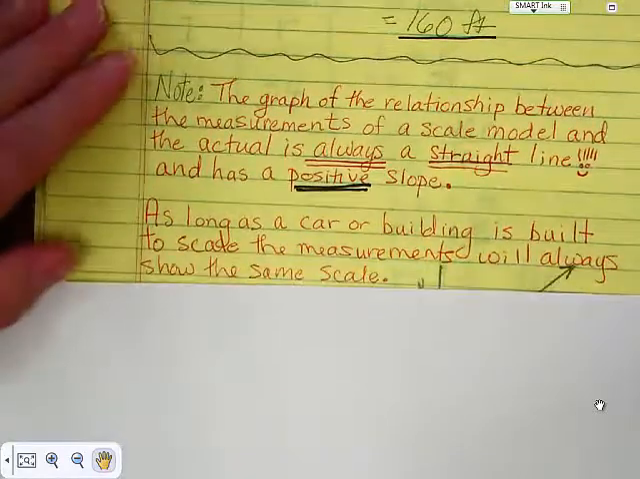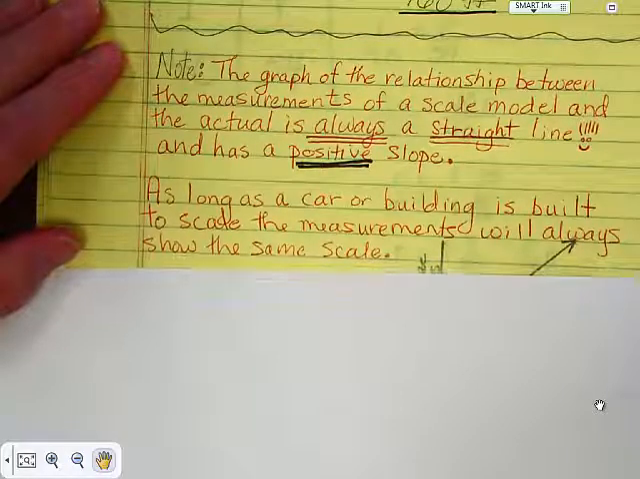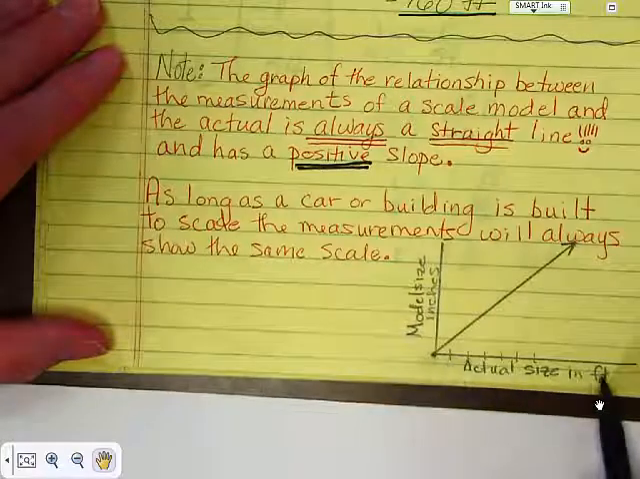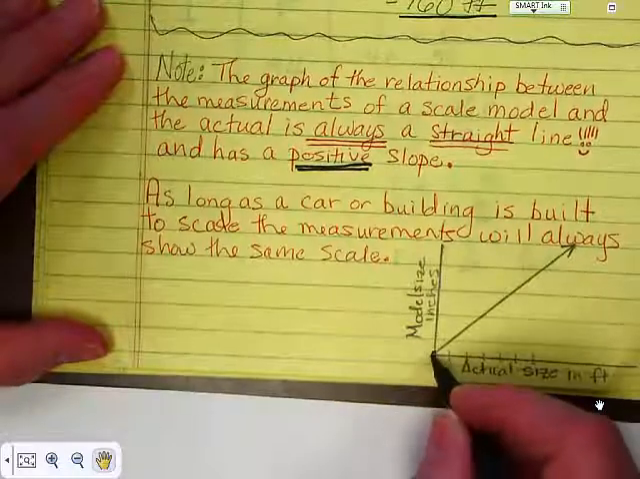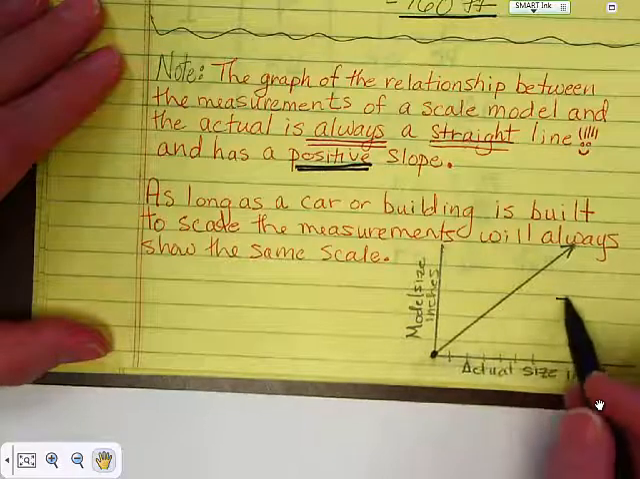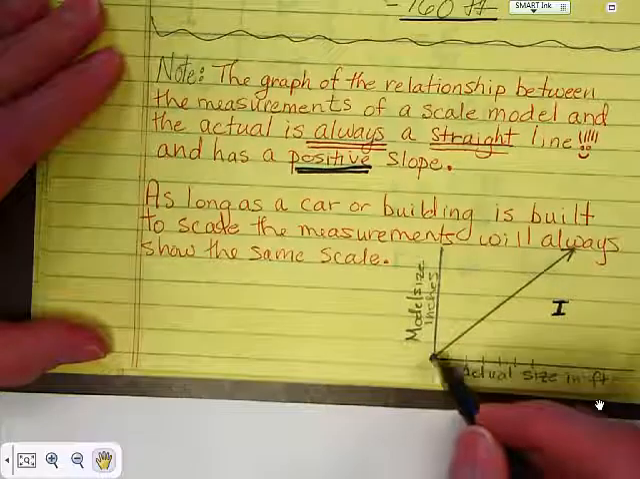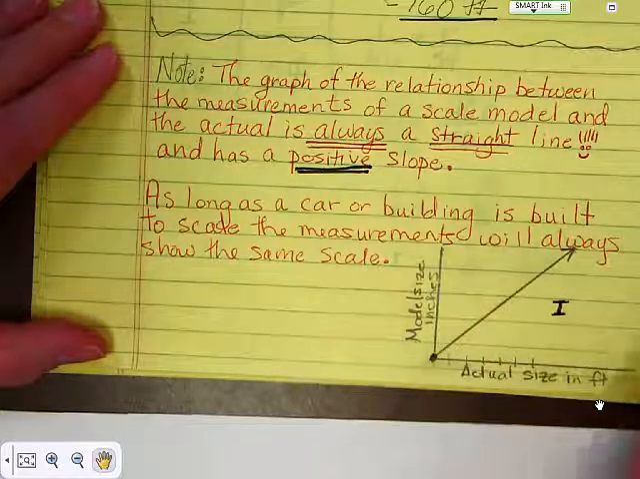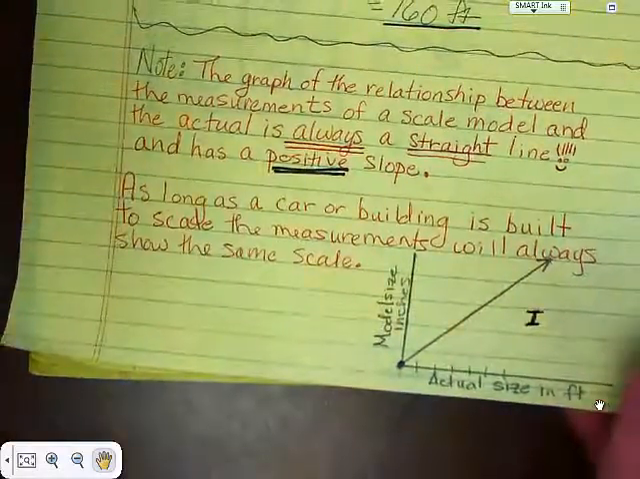As long as a car or building is built to scale, the measurements will also always show the same scale. And the graph of that would look like this. This would be the actual size in feet. This is the model size in inches, and the graph's going to look like this. And it will start at the origin. Now, it's going to be a first quadrant graph because you're not going to have a negative size, right? So it would start here and go up like that. So the bigger the model gets in inches, the bigger the actual size in feet is going to be. Okay? I would definitely draw that in your notes.